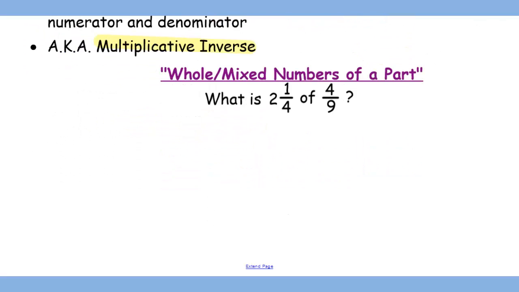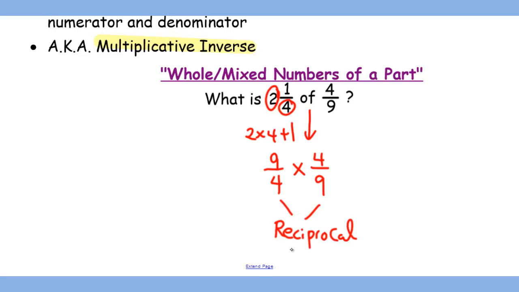In the example below, we need to find out what is 2 1/4 of 4/9. Just like the previous example, we need to turn the mixed number into an improper fraction by multiplying the whole number with the denominator and then adding it back to the numerator, which gives us 9/4. Of means times, so here, 4/9. I hope you know that 9/4 is basically the flip of 4/9, so we call this a reciprocal fraction.